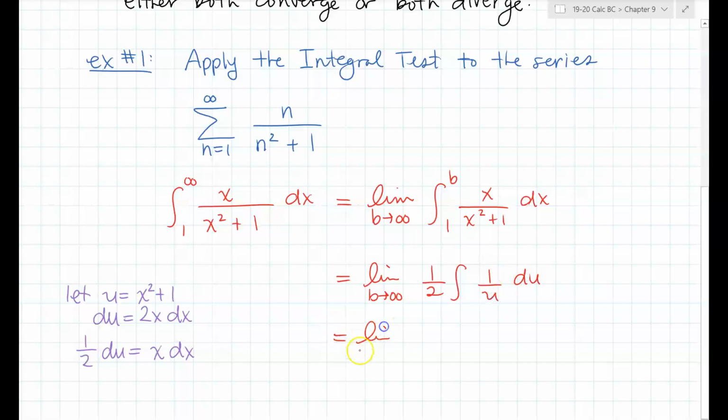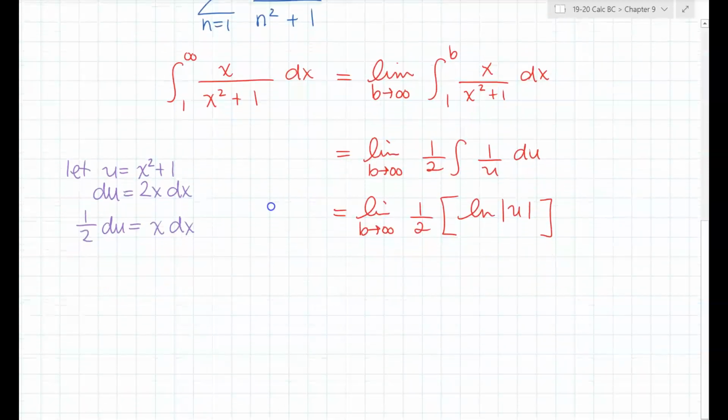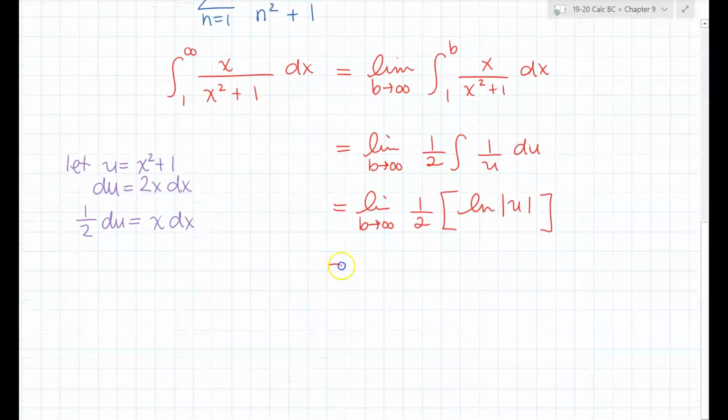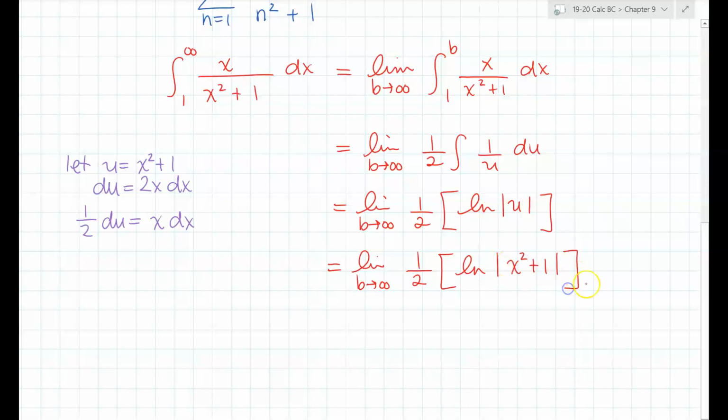So limit as b goes to infinity of 1/2 of the natural log of the absolute value of u, of course plus c, but I'm not going to put that yet because I'm about to substitute back in my u value. So that's the limit as b goes to infinity of 1/2 of the ln of the absolute value of x squared plus 1 from 1 to b.